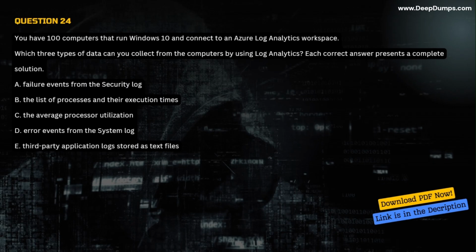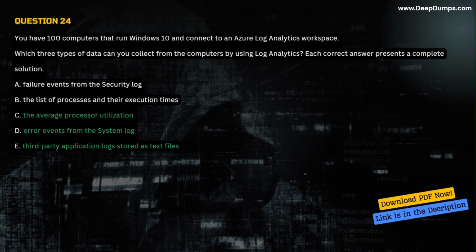Question 24. You have 100 computers that run Windows 10 and connect to an Azure Log Analytics workspace. Which three types of data can you collect from the computers by using Log Analytics? Each correct answer presents a complete solution. A. Failure events from the security log. B. The list of processes and their execution times. C. The average processor utilization. D. Error events from the system log.